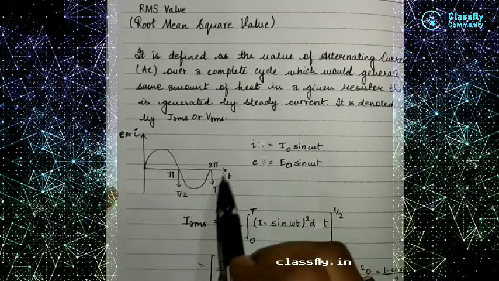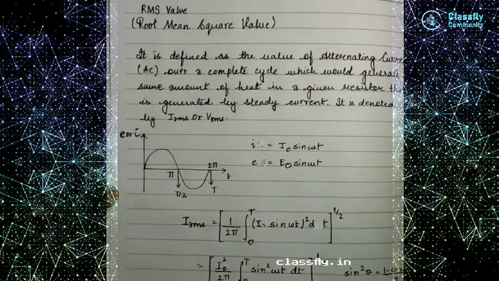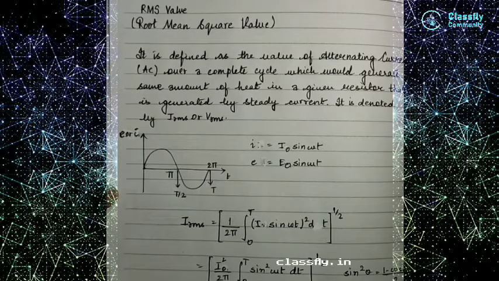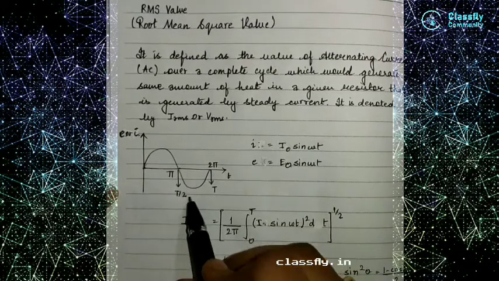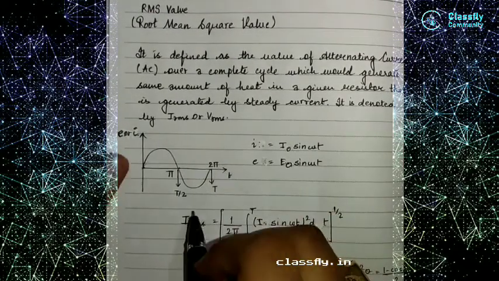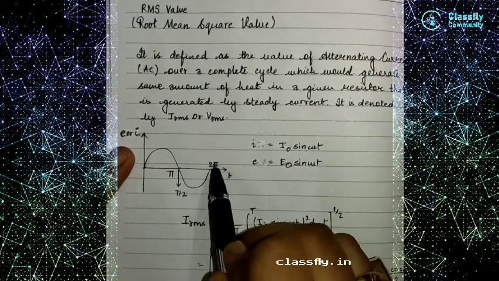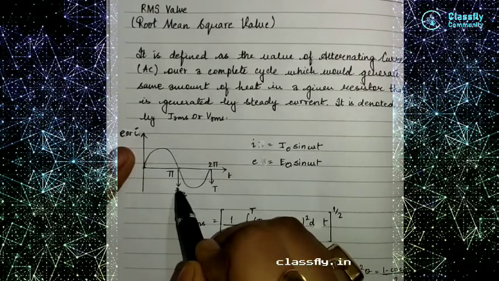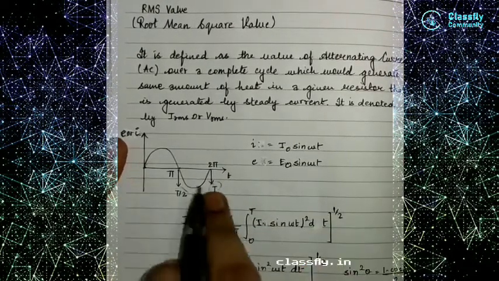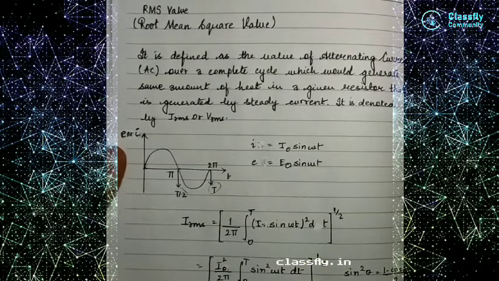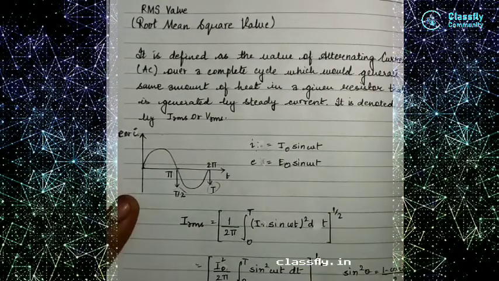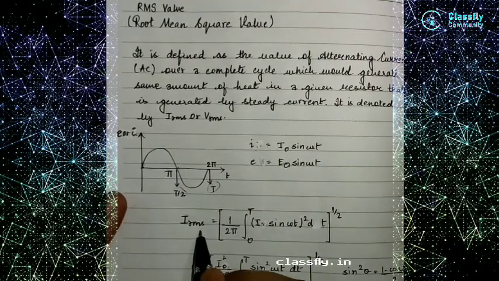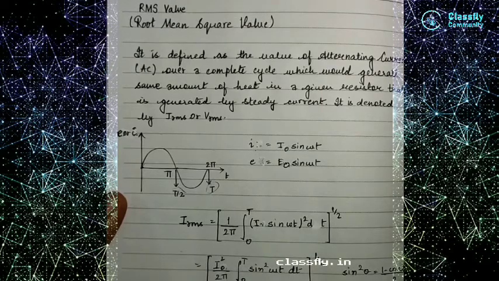This is a sinusoidal wave, so we are performing it for the sinusoidal; you can perform it for any trigonometric function. Here this one is a half cycle, so it is pi, and this is another half cycle, so for the total full cycle it is 2 pi. Till this we can write T by 2, and till the full cycle we can write T. We know for I we can write I naught sin omega t, and for EMF we can write E naught sin omega t. So IRMS is equal to 1 by 2 pi.